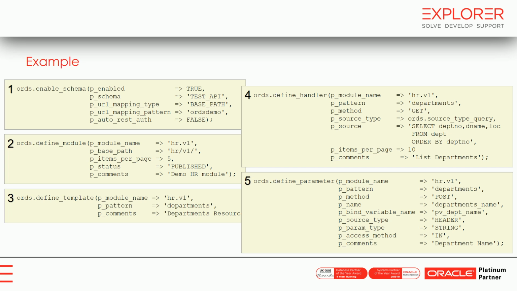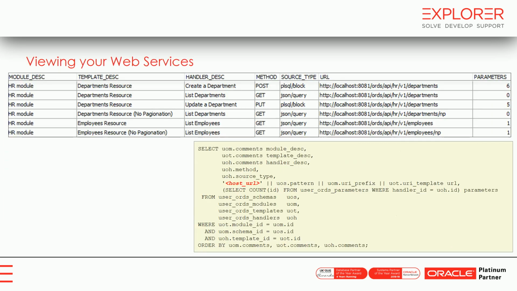You can also see that I've added comments when creating the modules, templates, handlers and parameters. This is a good thing to do because the comments are stored in the orgs metadata schema and can be useful when maintaining your web services in the future. Once created, the web services are stored in the orgs metadata schema. You can view them using the views provided, such as user orgs modules and user orgs templates. This example query returns all of the web services created for a schema. If you've added comments when creating web services, these are also available in the views.